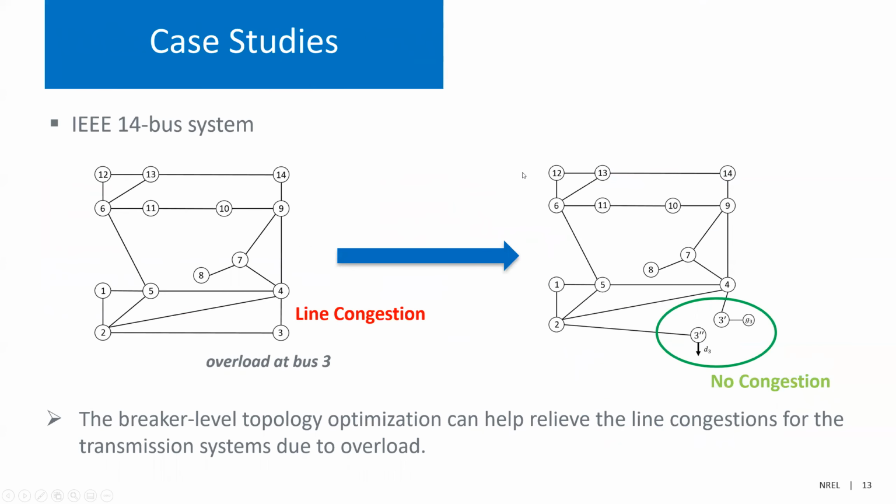In the case study, we first test a small 14-bus system. In this configuration, there is line congestion on the line 3 to 4. After we perform the topology optimization, we decide to split the single bus 3 into 2 separate buses. And after that, there will be no congestion.